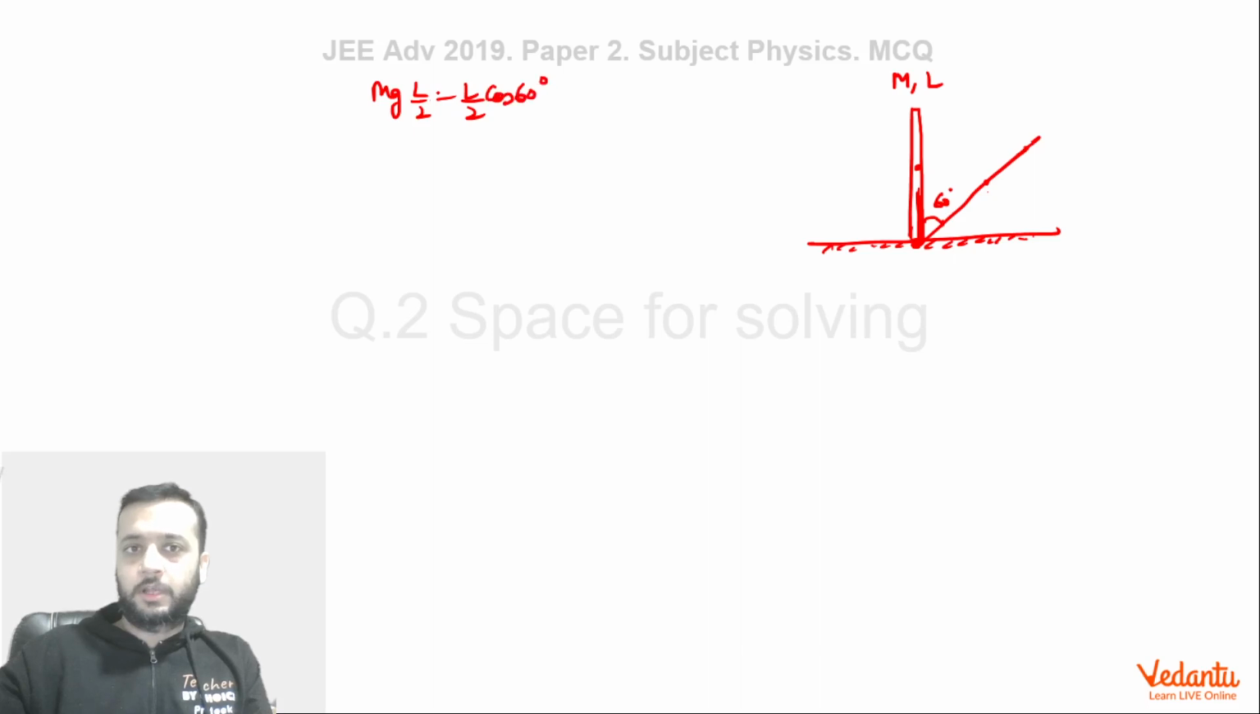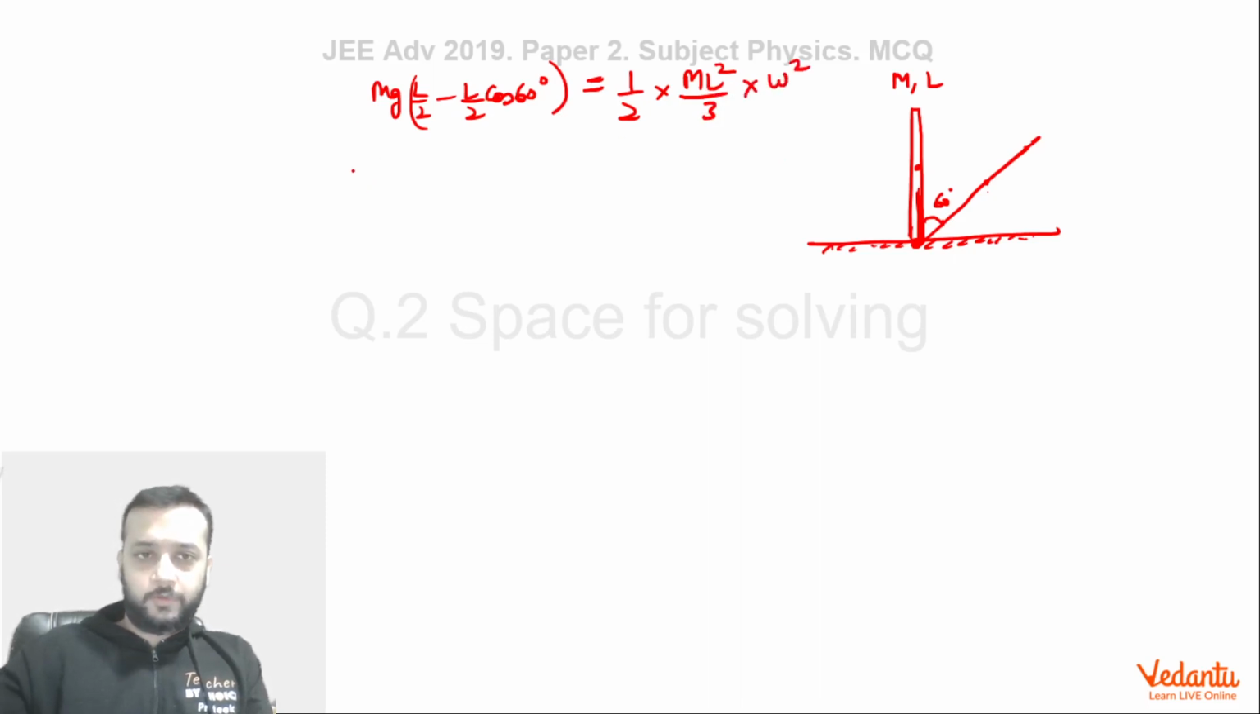This is the overall loss in the potential energy, which will become the kinetic energy of the rod, because we can say that friction will not do any work, normal will not do any work, because there is no sliding, there is no displacement of the bottom point. So we can say that energy will remain conserved. Which will be equal to kinetic energy, which is nothing but half I omega square. Half into I about the bottom point, which is ml square by 3, into omega square.